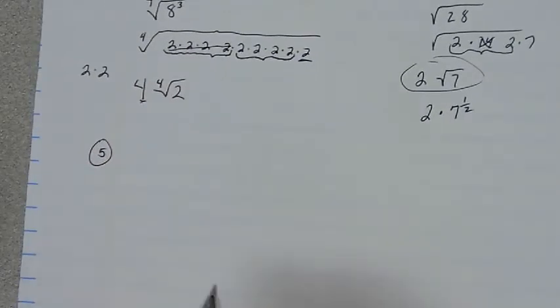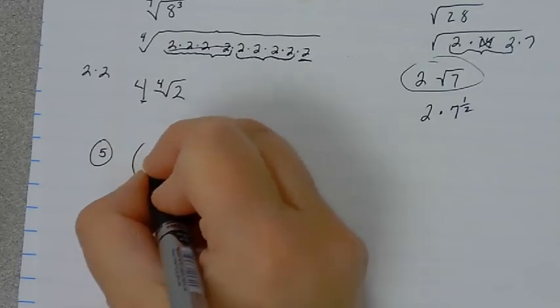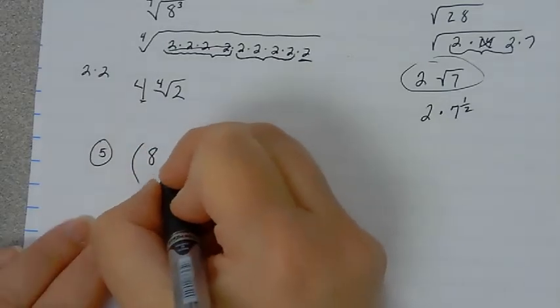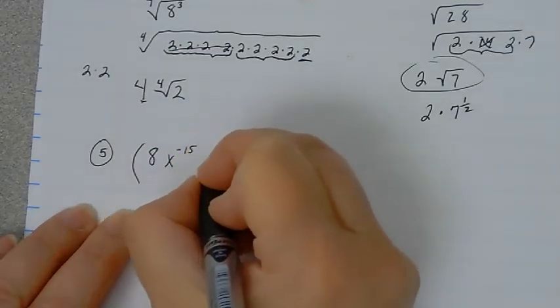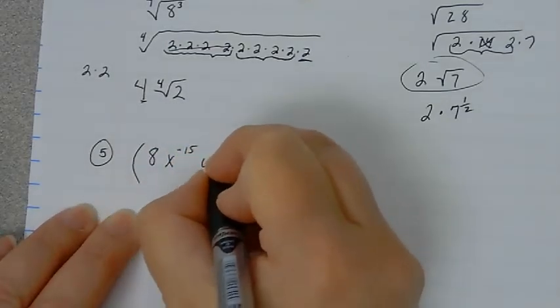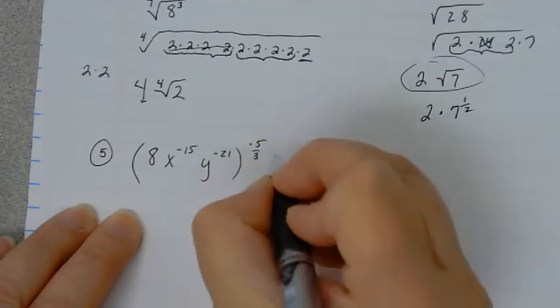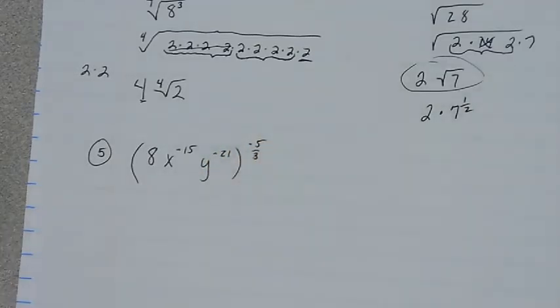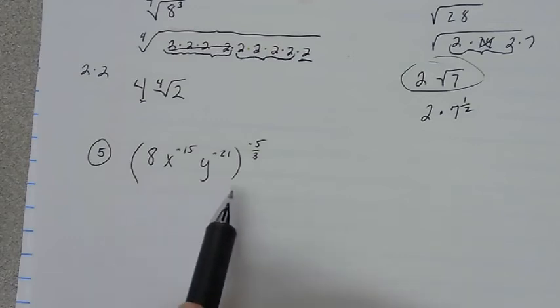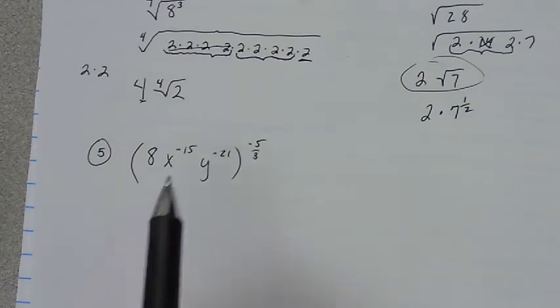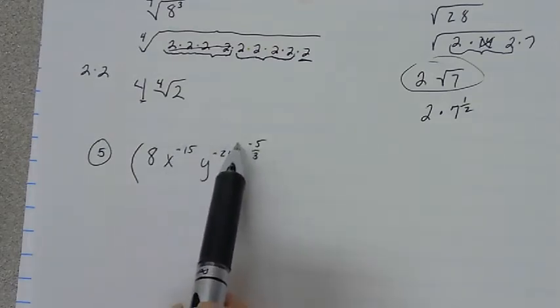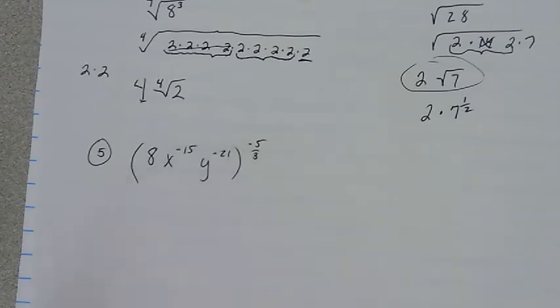So we're going to kind of ramp it up here a little bit. 8x to the negative 15, y to the negative 21, to the negative 5/3 power. There's a lot of ways you can start this one. Some people may choose to go ahead and cube root this and make it to the negative 5 power. Some people may choose to go ahead and try to simplify each one of these.